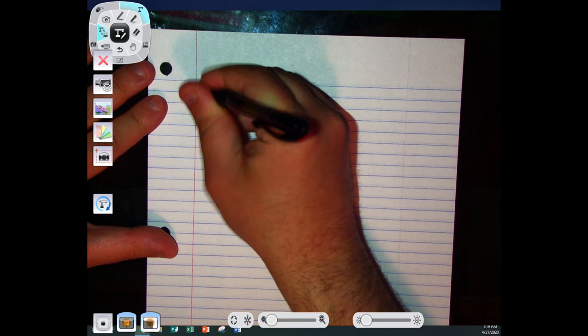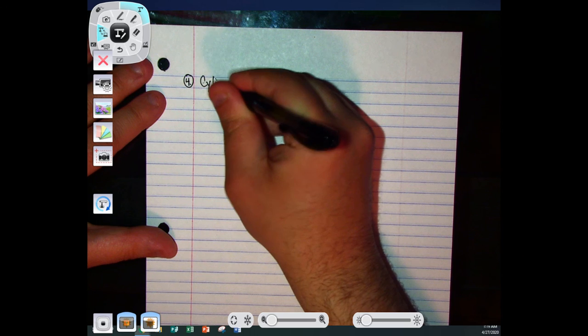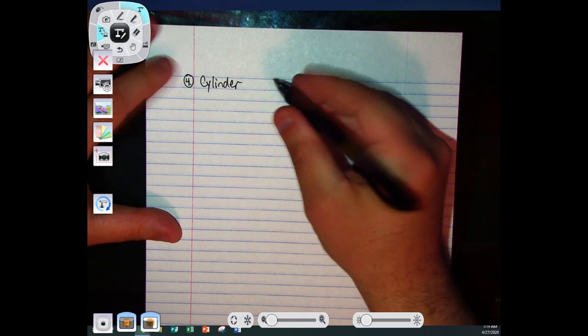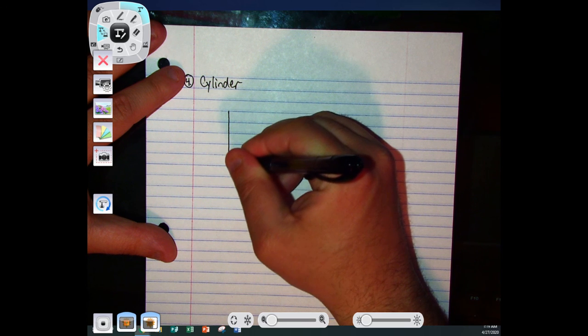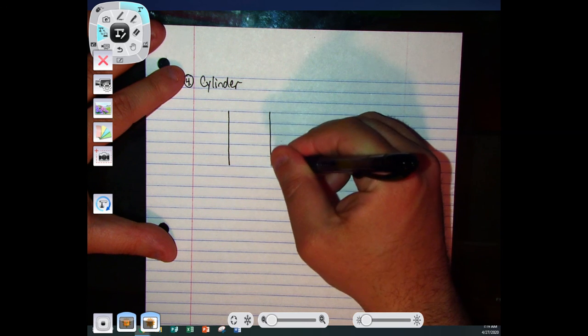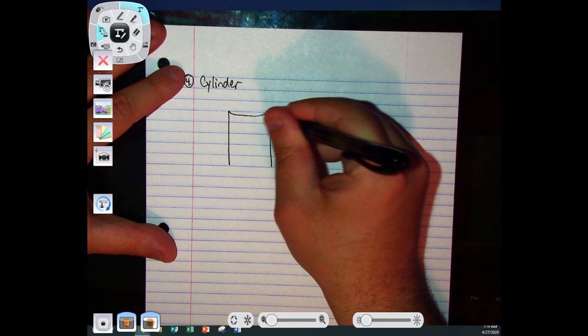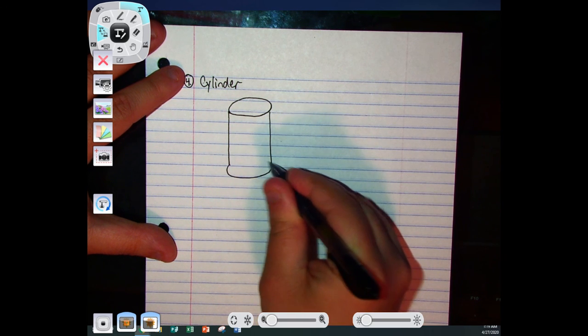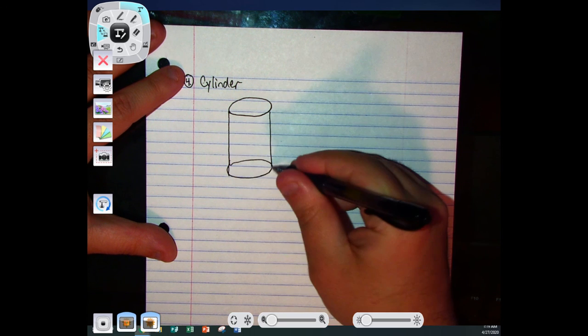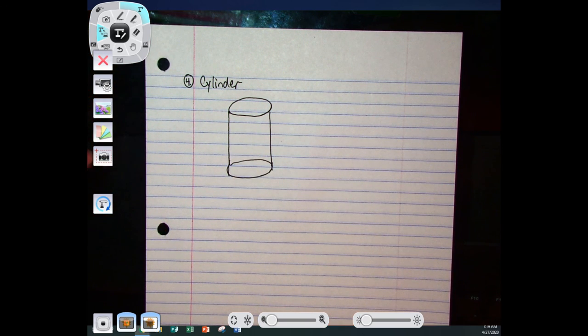For example, our fourth figure is a cylinder, a can essentially, or a cup. With a cylinder, the easiest way to sketch this would be to draw two parallel lines next to each other, and then draw a circle for the top and a circle for the bottom. Not perfect, but it works for our purposes.